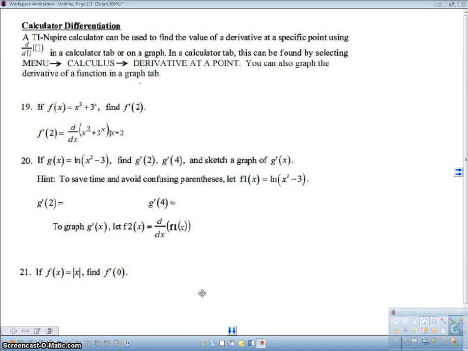In this video, I'd like to talk to you about doing your differentiation in your calculator. So we use a TI Nspire in my class, so I'm just going to show you really quickly how to use your TI Nspire to find the derivative at a specific point. If you have a TI Nspire CAS, then you're going to want to use the same way that I show you here. So what you're going to do is you're going to open up a calculator tab.